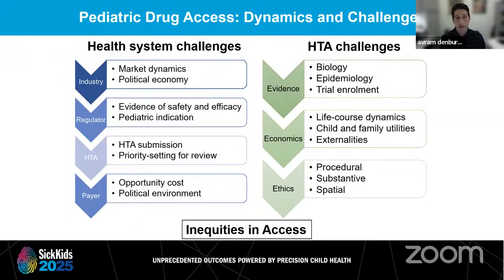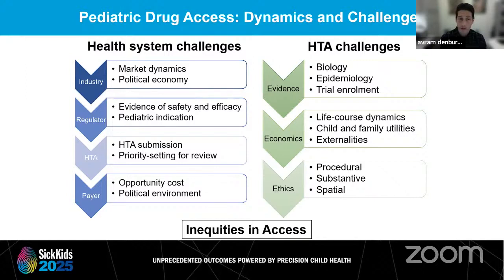So in respect of the health system generally, the political economy or market dynamics of the way that medicines are researched, developed, and regulated really has quite a significant bearing on access to drugs for children in a variety of health system contexts. The downstream of that, the indications that are given, the nature of the evidence on both safety and efficacy or effectiveness really impact upon whether or not drugs come to market and get approved for sale in countries.